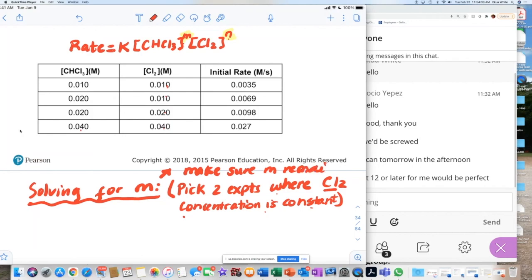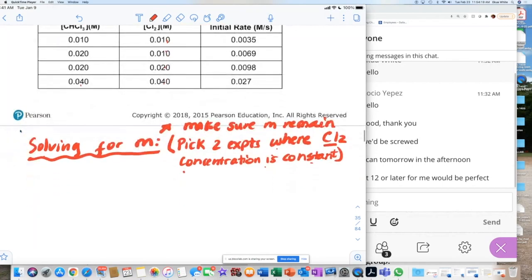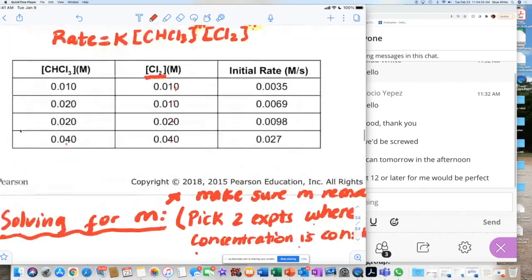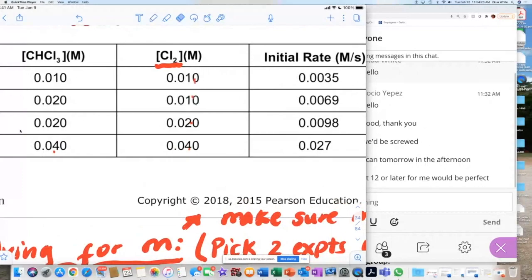Let me tell you what I did, as a student. Sometimes my plan was to solve for M, but I'd cancel out M. Then just go back and change your title and say solve for N, okay? So pick two experiments where Cl2 concentration is constant. I've got to pick two experiments where the number for Cl2 is the same. Oh, I can't erase that.